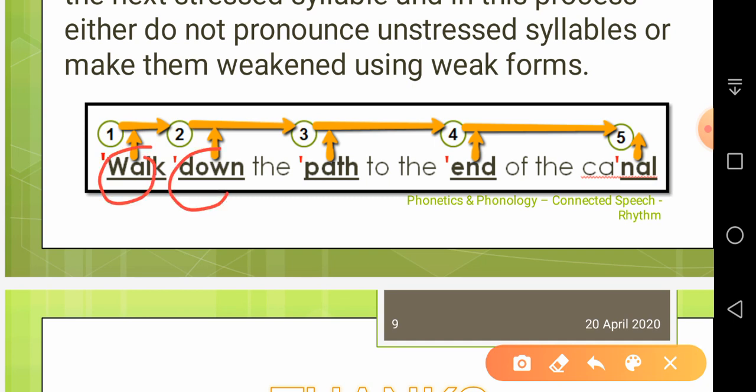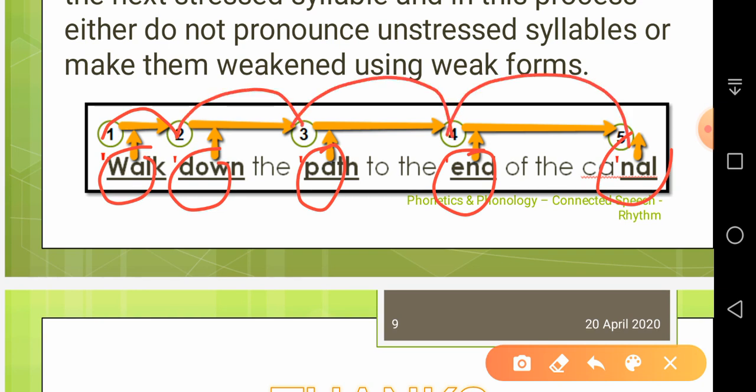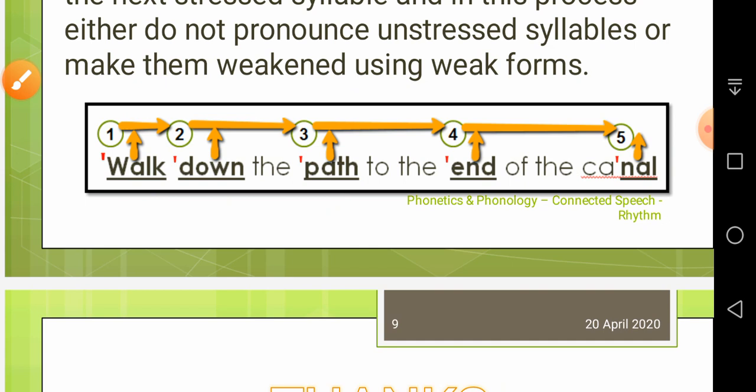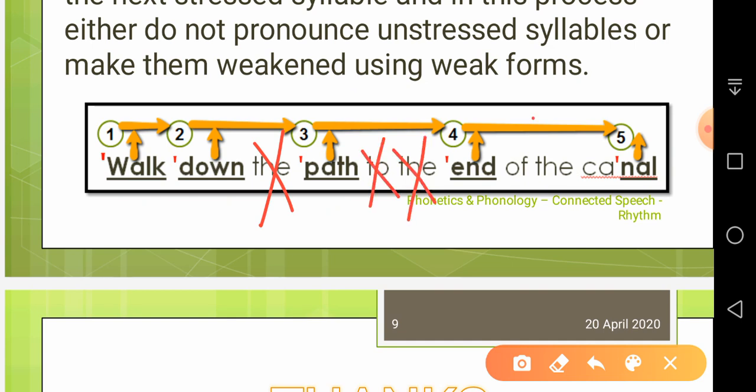So, in connected speech, they will jump from this to this. As you can see, I have already shown with arrows, from this to this, from this to this, and from this to this. So if we happen to listen to a native speaker, from the countries whose mother tongue is English, what we are going to hear is that these unstressed syllables will either not be pronounced, or they will be weakened the way I showed in the previous slide.